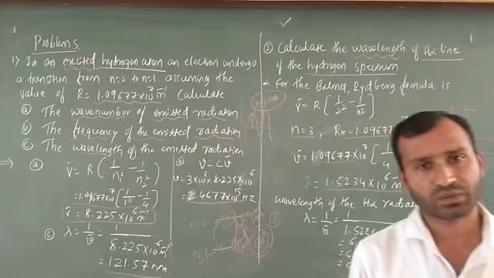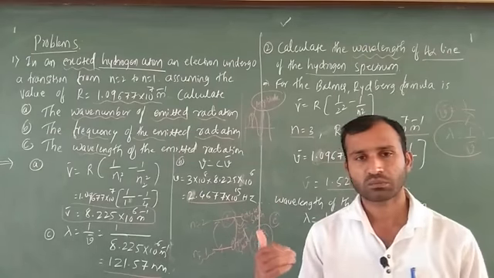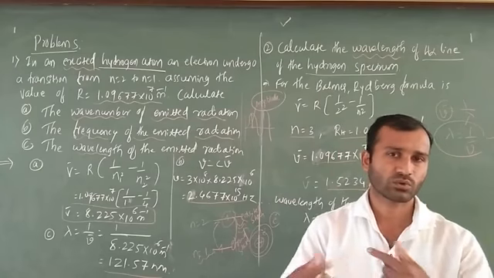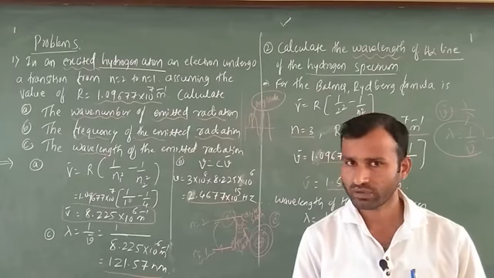These two problems are important, so make them perfect. Okay friends, up to this the line spectrum is completed. The next one is still line spectrum, with the derivation. That point we will discuss in Bohr's model of the atom.